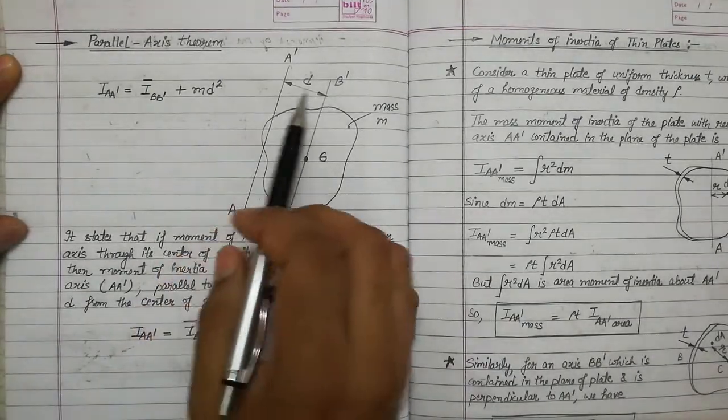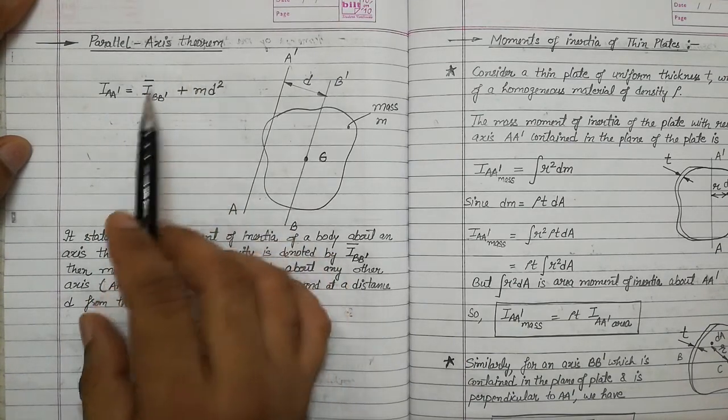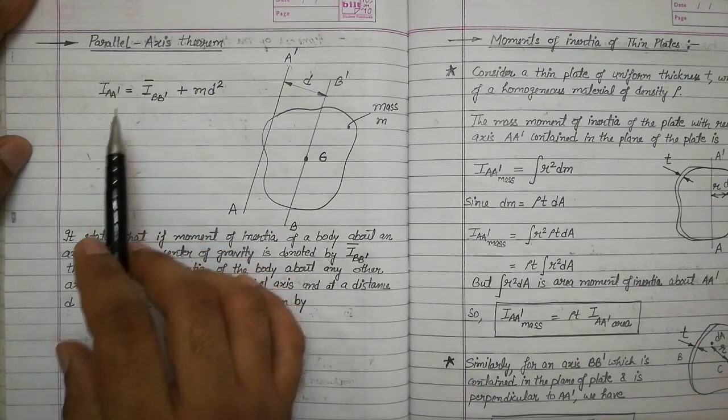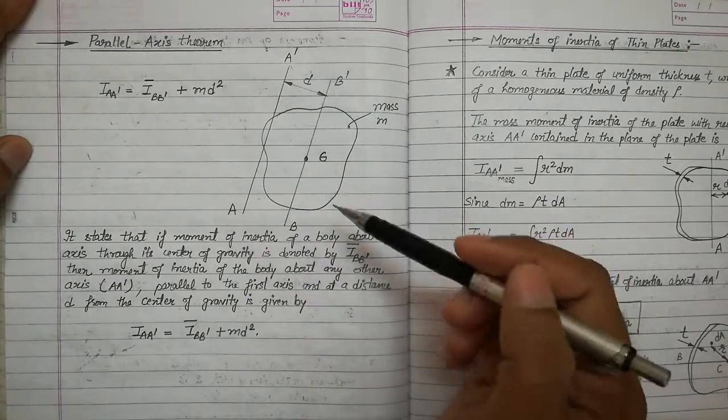Hello students, today we will talk about the parallel axis theorem. It is a very useful theorem whenever we have to find the mass moment of inertias of different bodies along different axes. It is a very simple theorem to understand, so let me explain it first.